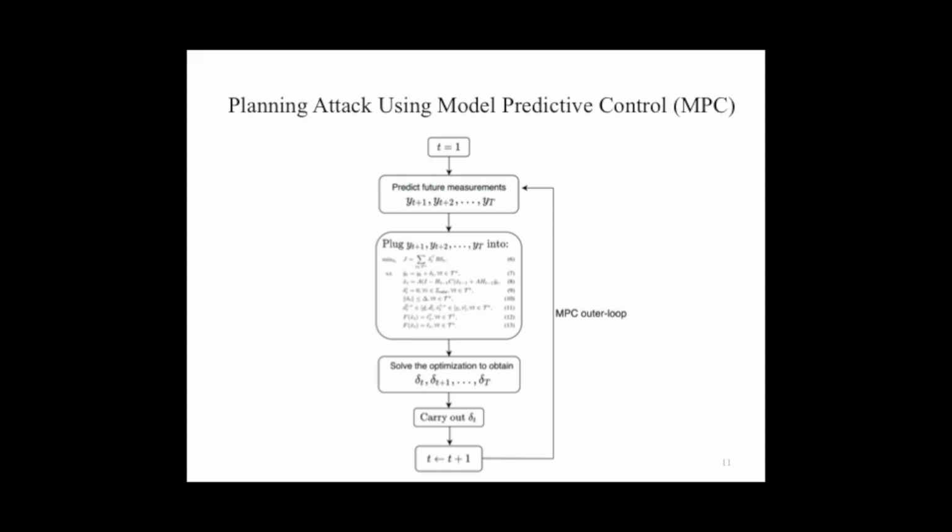Afterwards, the system proceeds to the next time step, and the attacker enters the next MPC iteration and replans a new sequence of manipulations, and so on and so forth. So in summary, by using model predictive control, we are able to plan the attack over time. In the rest of the talk, I will show you some empirical results of our attack.